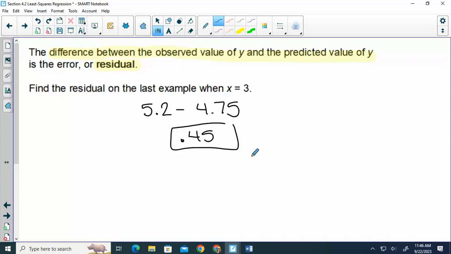So the best line would be the line that makes these errors as small as possible, right? We want it as close to the real data as we can get. So we need our errors to be as small as possible, or these residuals to be as small as possible. That is the least squares regression line.